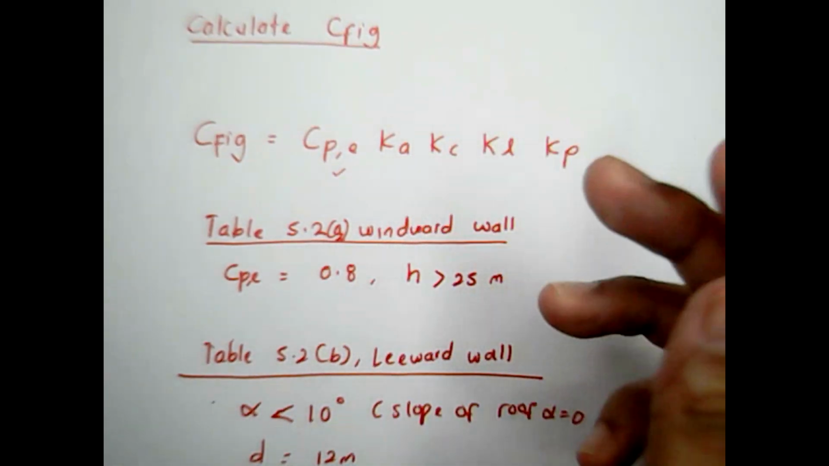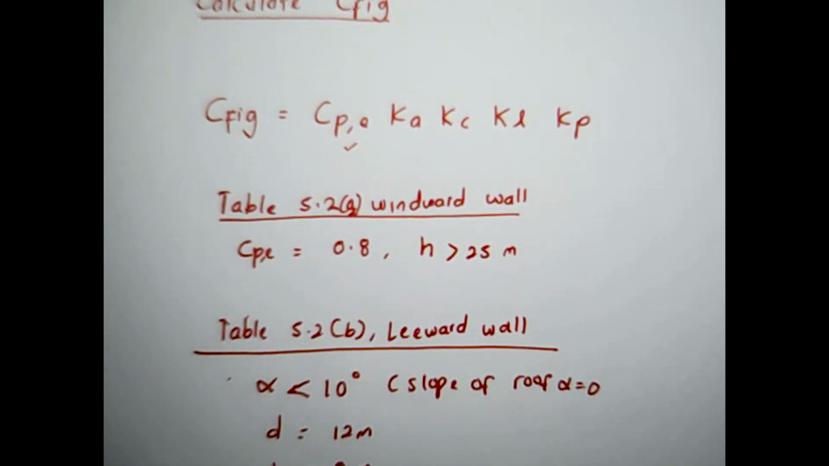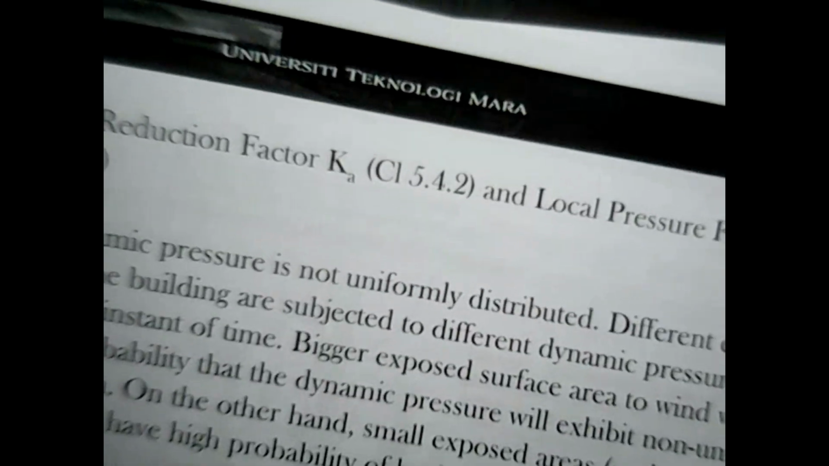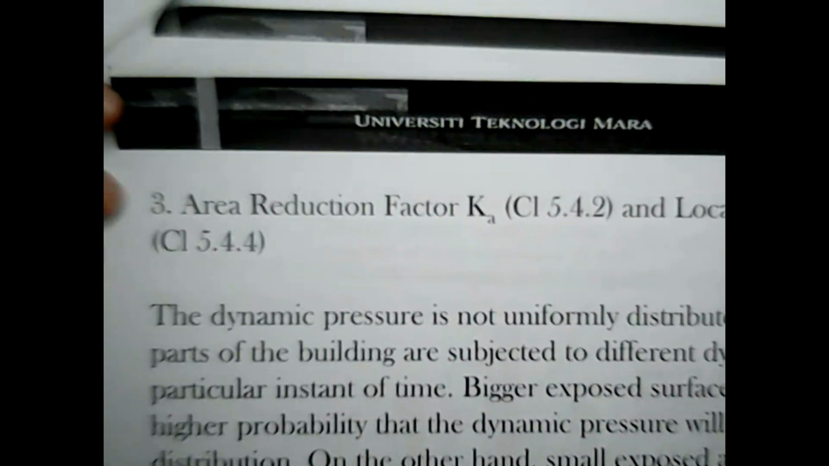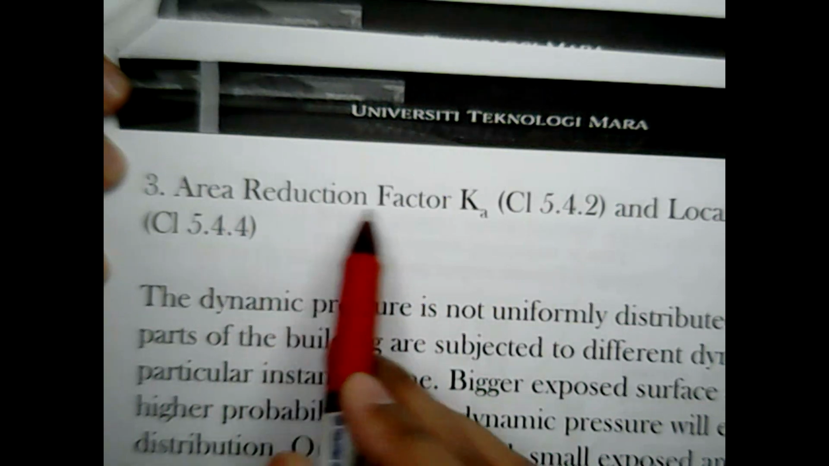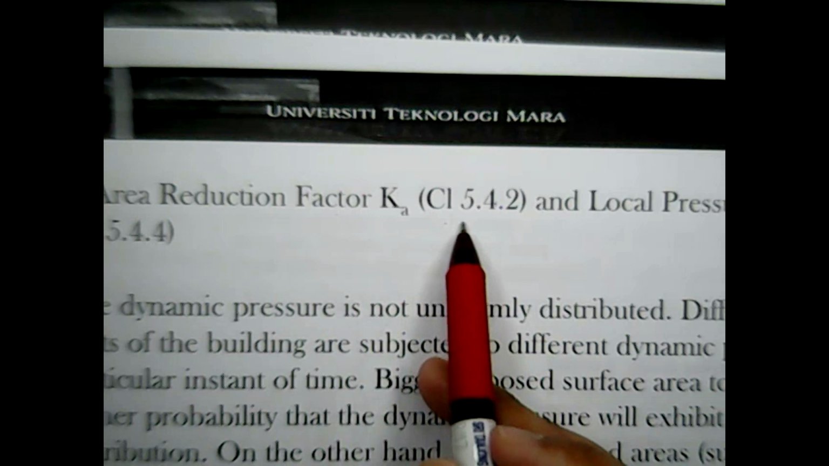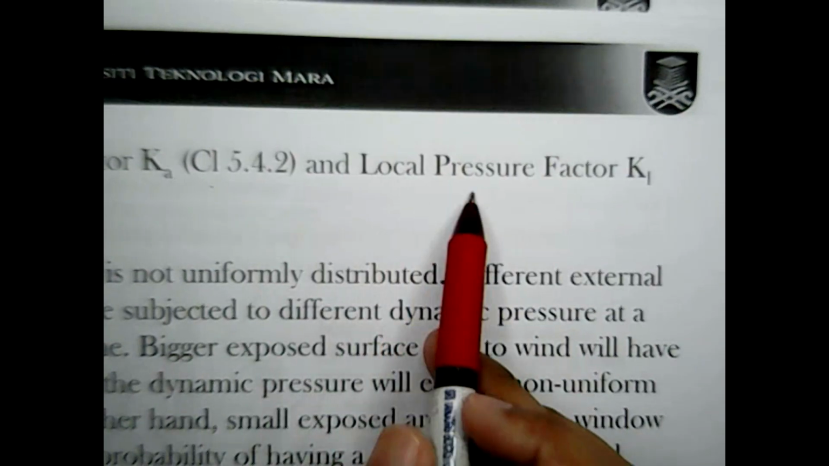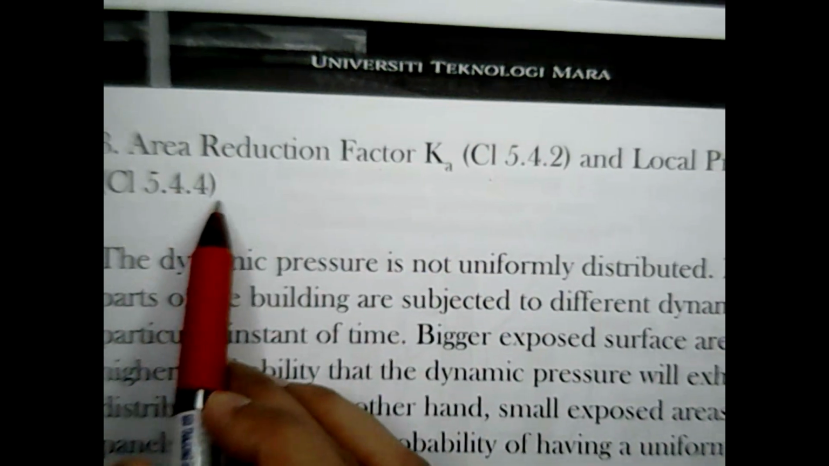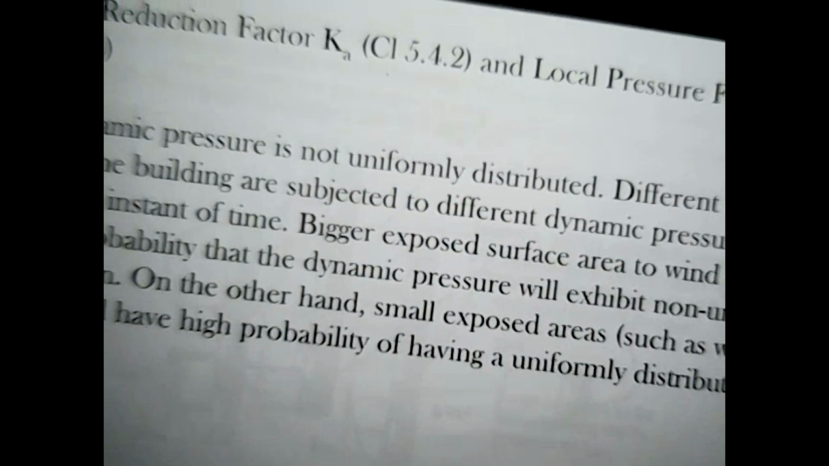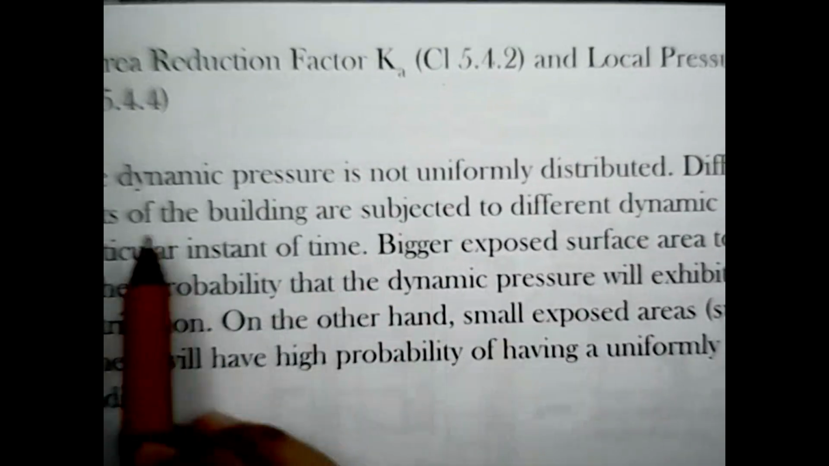So what is our KA value? All right, so KA, we wanted to know what is our KA. If you recall our lecture, if you refer to our notes, KA is the area reduction factor, whereby it is given in clause 5.4.2, and the local pressure factor KI is given in clause 5.4.4. So what does it mean by area reduction factors? So here are the explanations.